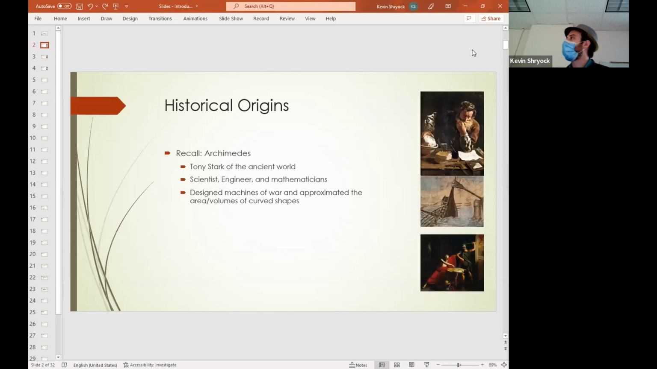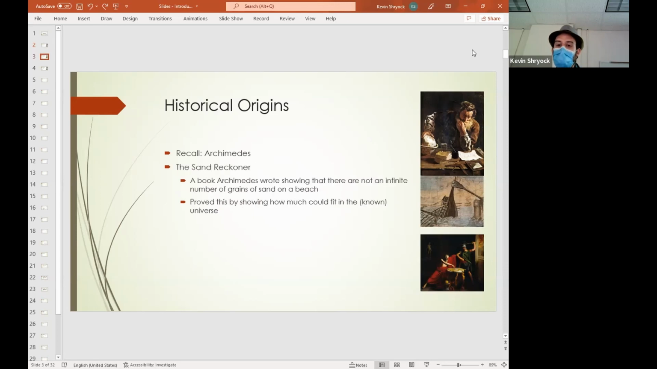All right, so historical origin. Let's go back to Archimedes. Archimedes, right? My guy Archie. Tony Stark of the ancient age, building a bunch of engineering contraptions, doing some science, also doing some math. So we've got Archimedes, who is exploring math, science, and engineering, and interested in big questions. One question that came up was, how much is a big number?